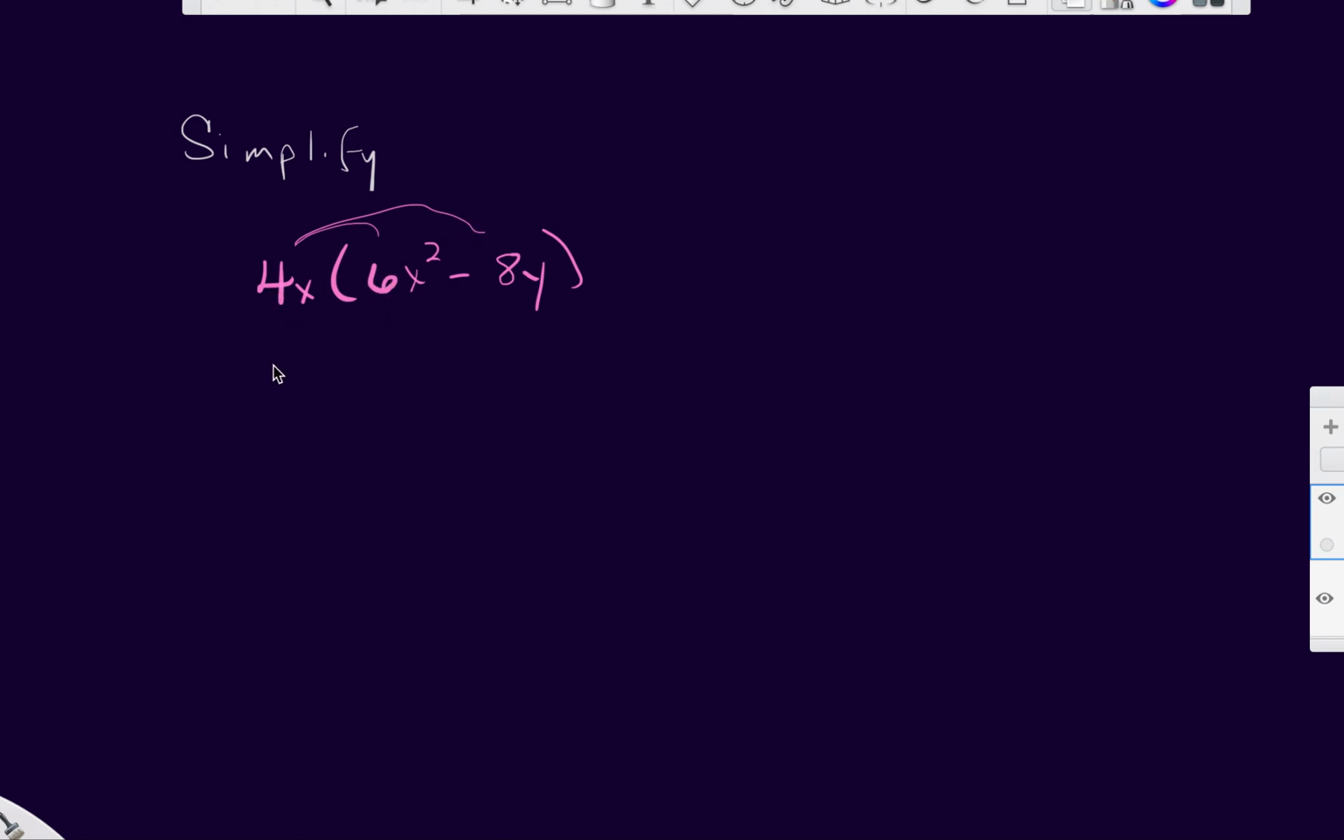So 4 times 6 is 24. X times x squared is just x cubed. And we're going to have the subtraction symbol there. 4 times 8 is 32. And x times y is just x times y. And we're done. That's it. That's all your simplification that you need.